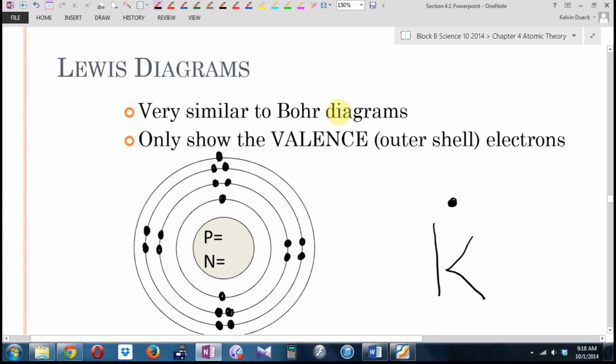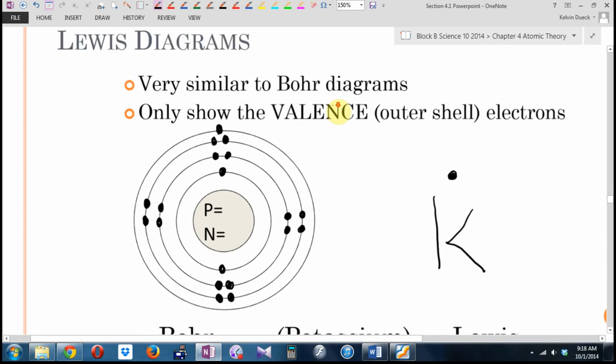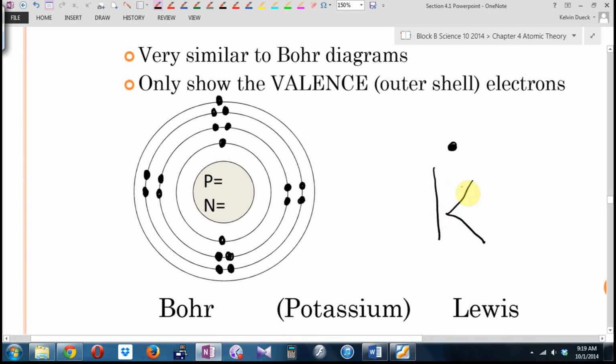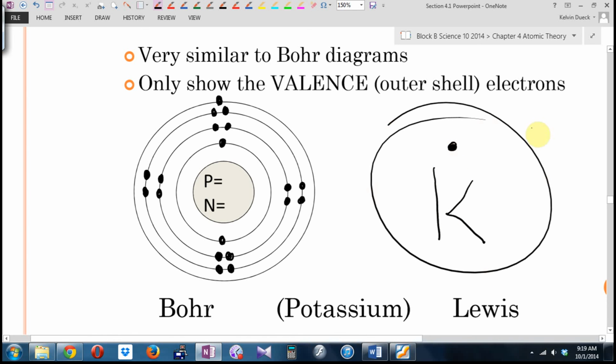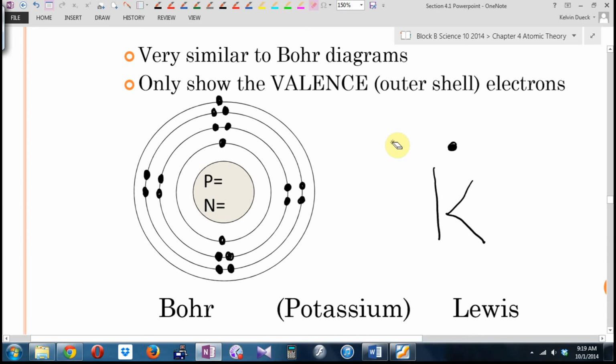Lewis diagrams. They're very similar to Bohr diagrams, except all we're going to show is the valence shell, the outer shell, which means way less writing. So we just finished potassium. How many electrons did the potassium atom, not the ion, have in its outer shell? 1. Here is the Lewis diagram. You write the symbol and you put a dot for 1 electron. That there, without the circle, is a Lewis diagram.